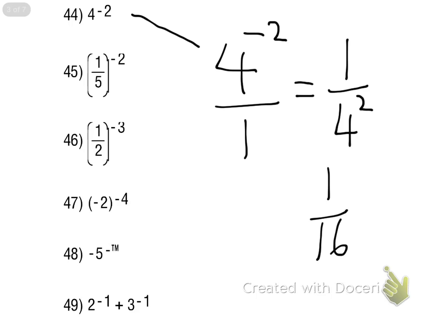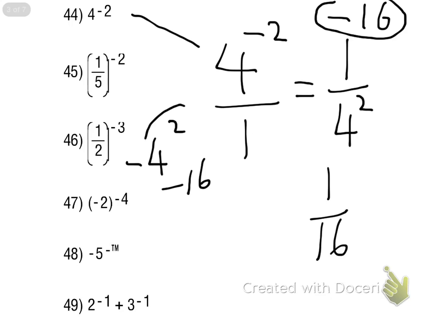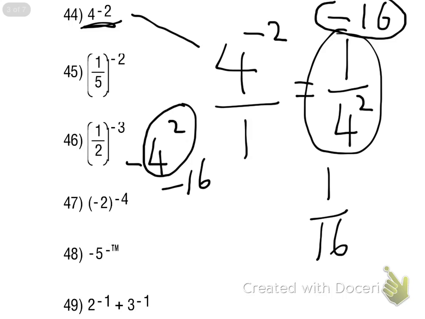Please don't put negative 16 as the answer. I get a lot of students doing that. It's not negative 16. It's a 4 to the negative 2. Negative 4 squared, that's negative 16, because it's a 4 squared with a negative. This is not the same question. 4 to the negative 2 becomes 1 over 4 to the positive 2.